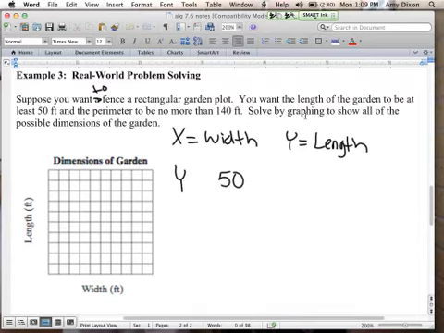So what kind of inequality can we write for that? At least 50 feet. So what sign am I going to put in there? Greater than or equal to. There's one of your inequalities. Y is greater than or equal to 50.